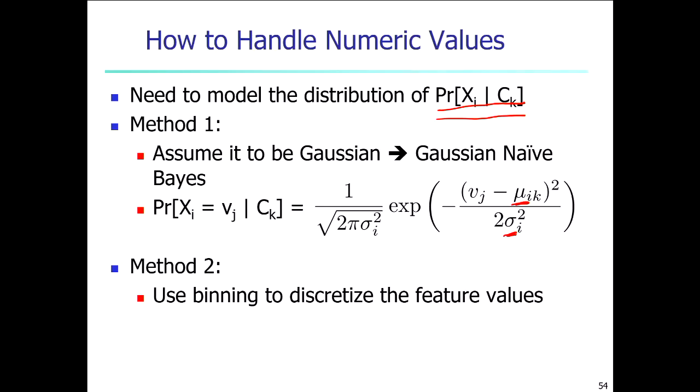Then we can predict this number. The other way is to use binning, which has already been covered in last week's lecture, right? You use binning to discretize the feature values, making them from continuous values to discrete values. Then you can do the rest as you are already familiar with before.